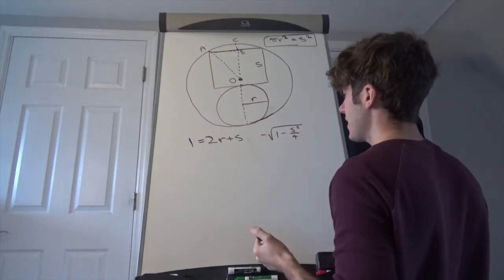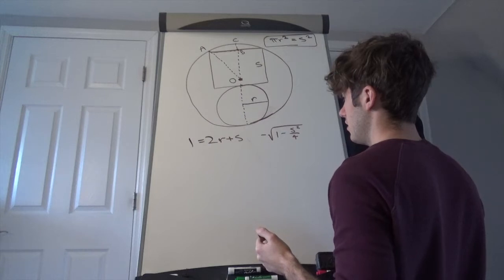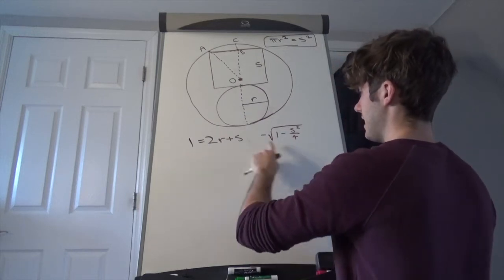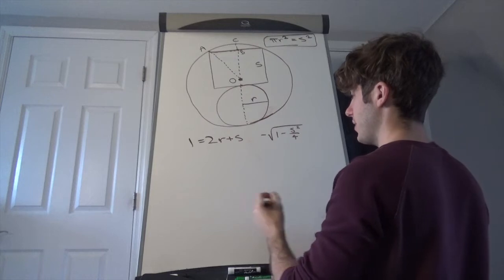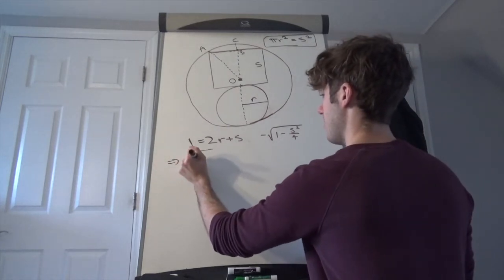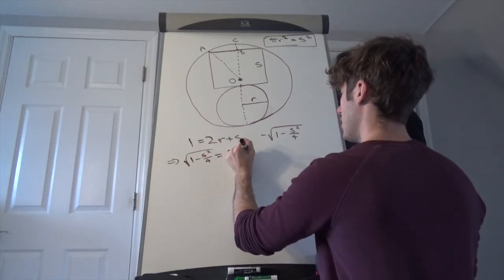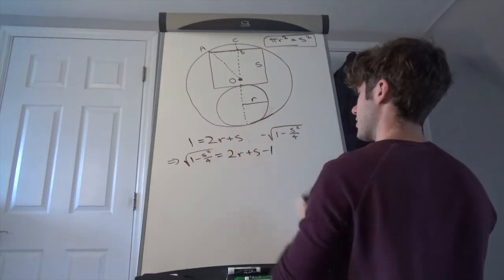And what we're going to do is move all of this to one side and then square both sides. So what we end up with, moving this over to there, is the square root of 1 minus s squared over 4 is equal to 2r plus s minus 1.